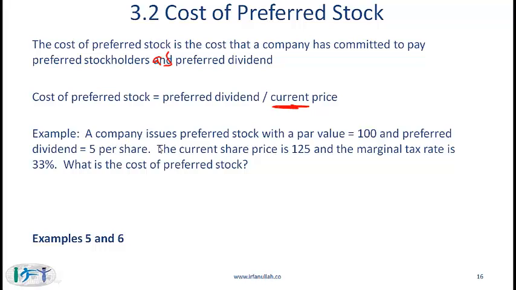A company issues preferred stock with par value 100. The dividend is 5 per share. The current share price is 125 and the tax rate is 33. What is the cost of preferred stock? What you need to do here is take the preferred dividend, which is 5, and divide by the current share price of 125, not by 100. So this is what gives you the cost of preferred stock.